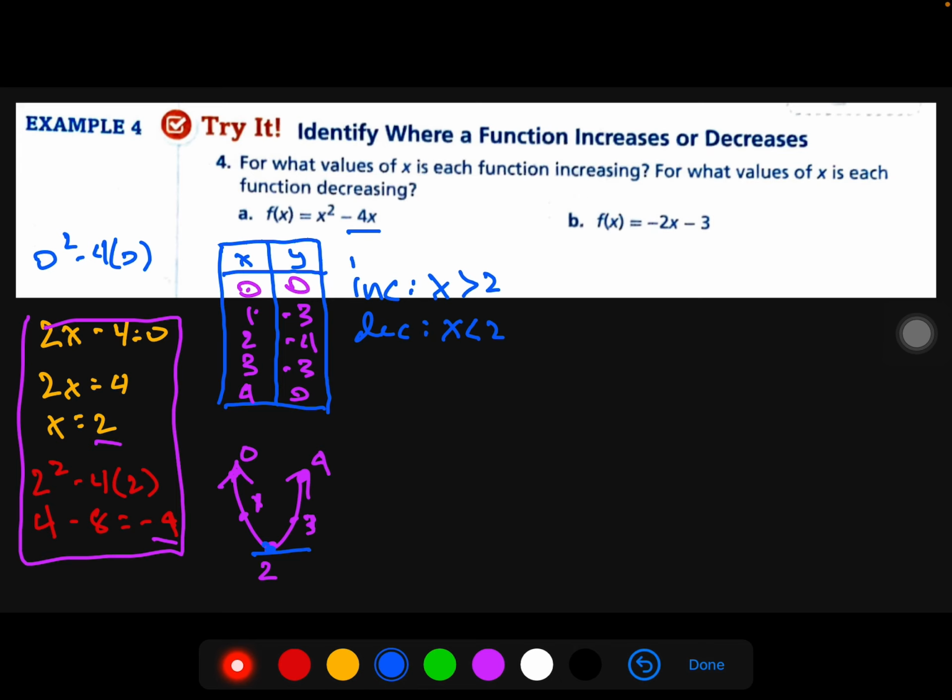Next one. This looks like a line. It's going to be going down to the right. Our y-intercept is negative 3. Our slope is negative 2. And so for which values is it decreasing? Decreasing all real numbers. It never comes back up. It's a line. It never changes direction.